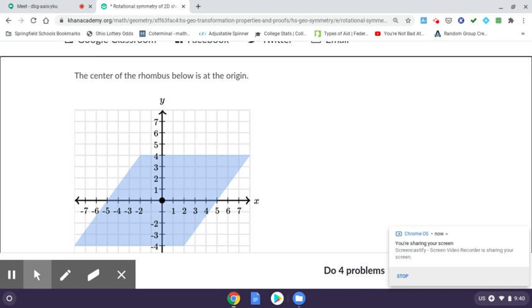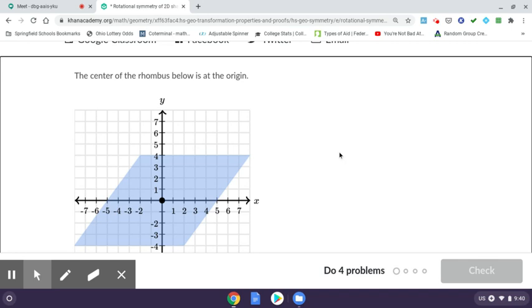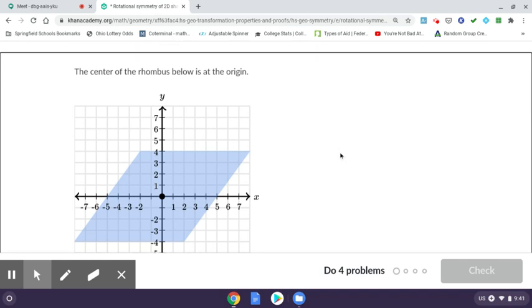Okay, let's look at a couple of these rotational symmetry problems we have here on Khan Academy. The center of the rhombus below is at the origin. Remember, a rhombus is a quadrilateral that has 4 congruent sides, but it doesn't have 4 congruent angles, so we have to be careful here with what the order and the magnitude is. So for this one, I'm going to focus on this top left-hand corner right here.